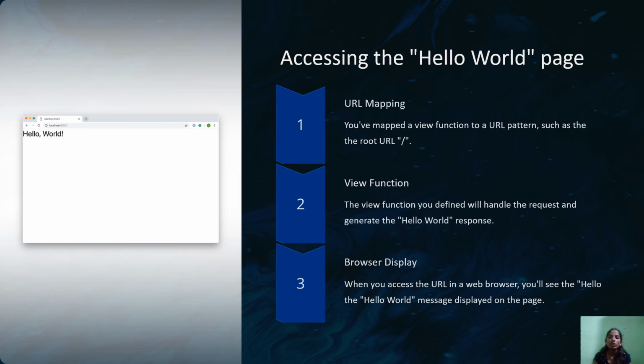Now let's see how to access the Hello World page. Initially, URL mapping: we have to map a view function to a URL pattern such as the root URL. The view function will be defined to handle the request and generate the Hello World response. And browser display: when you access the URL in the browser, it will display the Hello World message on the page, so the output we have given, Hello World, will be displayed at the end.